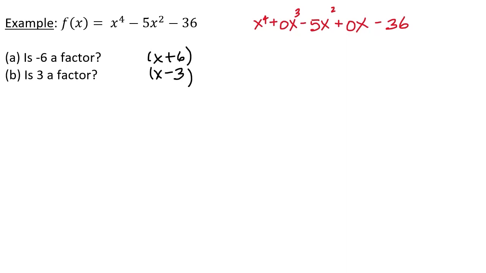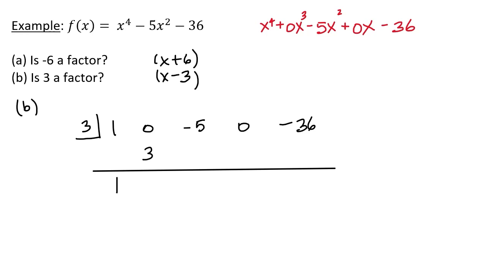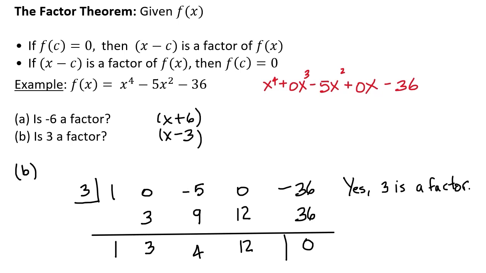So is 3 a factor? Now we're considering x minus 3. Bring down the 1. So 3 times 1 is 3. And 0 plus 3 is 3. 3 times 3 is 9. Negative 5 plus 9 is 4. 3 times 4 is 12. And 0 plus 12 is 12. 3 times 12 is 36. Negative 36 and positive 36 is 0. So yes, 3 is a factor. From the factor theorem then, we know that f evaluated at 3 is equal to 0. We also know that x minus 3 is a factor.